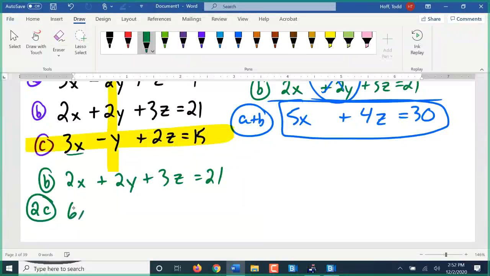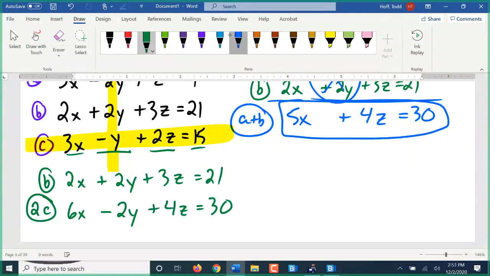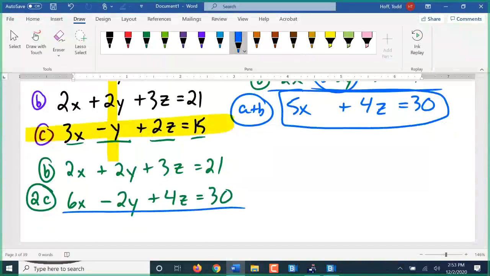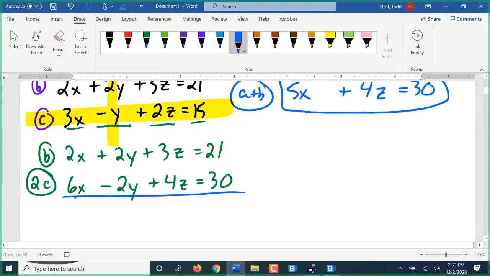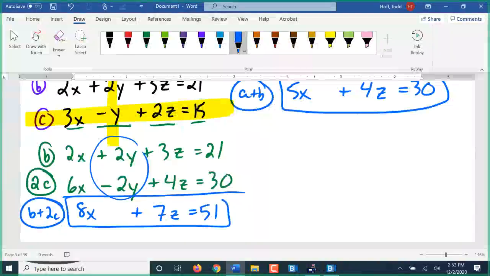3x times 2 is 6x. Negative y times 2, we'll think of it as negative 1y times 2, is a negative 2y. 2z times 2 is 4z. And 15 times 2 is 30. Now the y will be eliminated when I add my equations. 2x plus 6x is 8x. 2y plus negative 2y disappears, it's 0y. 3z plus 4z is 7z. And 21 plus 30 is 51. So that's B plus 2C. That is my other two variable equation.